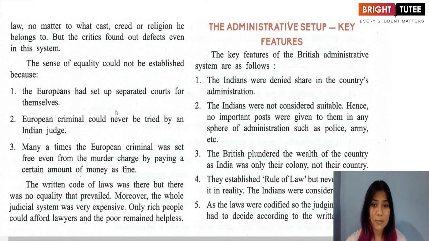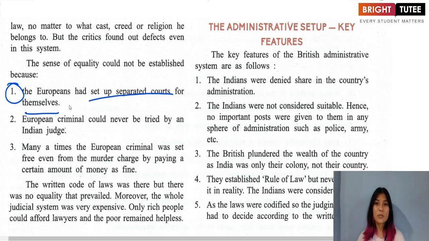So let us look at it. Number one is that the Europeans had set up separate courts for themselves. Like we already saw, the courts where people went to seek some justice were different for the Europeans and different for the Indians. If both the Europeans and the Indians were treated equally, there would be no such separation of the courts, right? So the separation of the courts itself shows how people were treated differently. So the rule of law does not apply.